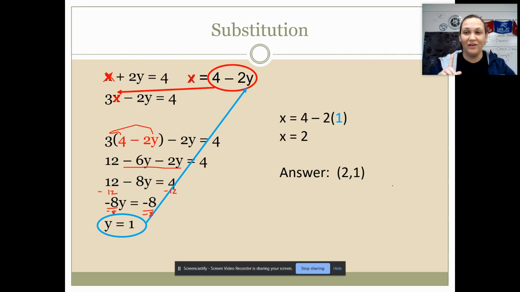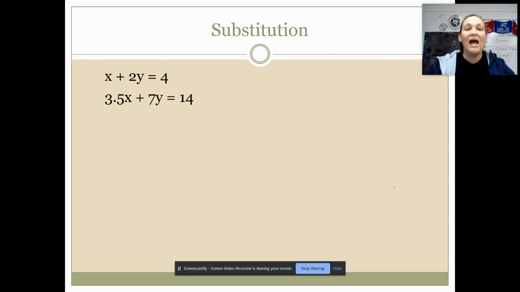Let's do one more together for our notes, and then you can go work on your homework. Again, in this problem, it is not set up for substitution right now, so I will need to do a little bit of manipulation to make it work for a substitution. I'm going to choose the only letter that does not have a number in front of it, which is this first letter X. And I'm going to get that by itself by subtracting the 2y to the other side. Now that the X is alone, I can substitute 4 minus 2y into my X in my other equation. Remember, don't accidentally substitute it back into itself. Make sure you're using the second equation.